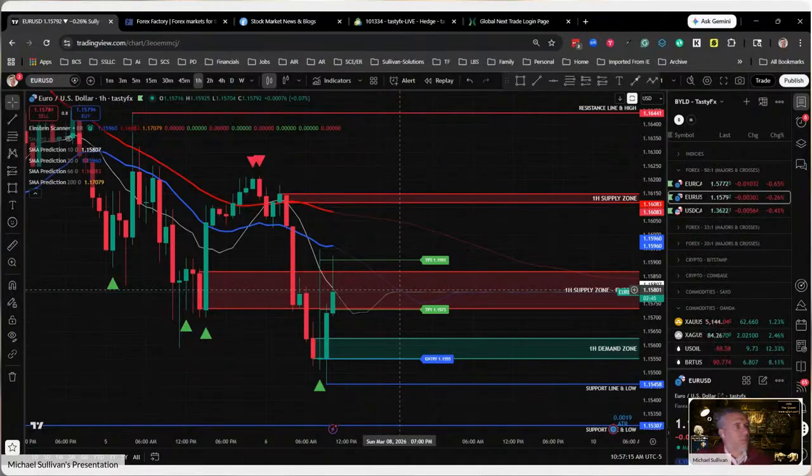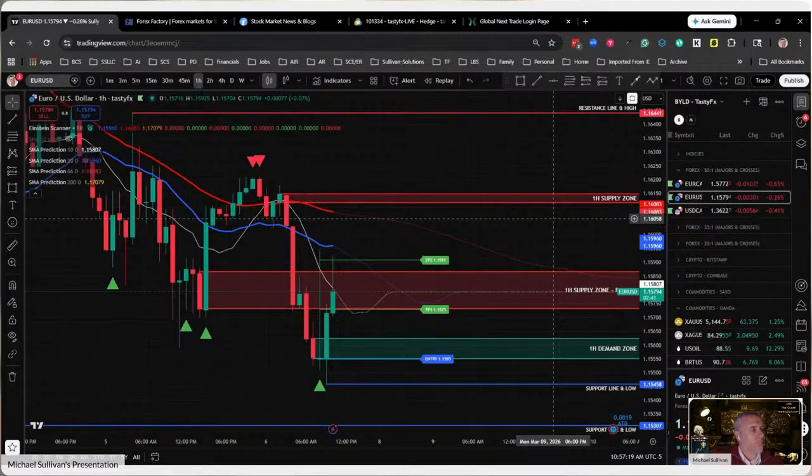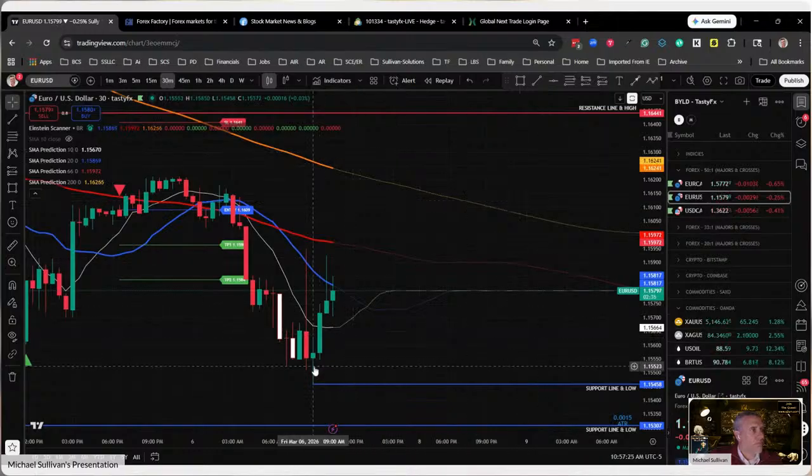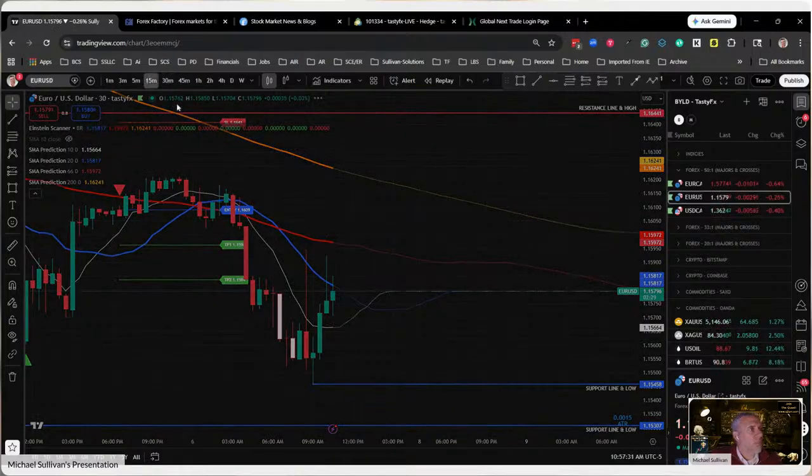Potential cross of the 10 over the 20 right here, but I need a little more data before I look at that. What about the 30? Let's drop down. Well, that's consistent growth. $15.